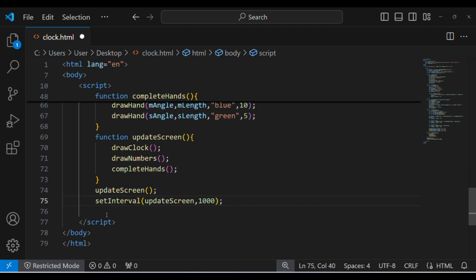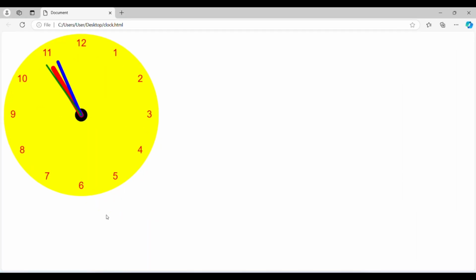That's it. Let's save the changes and come back to our page. Let's refresh it. Now you can see that the hands are moving. They are updating the time, showing the correct time every second.